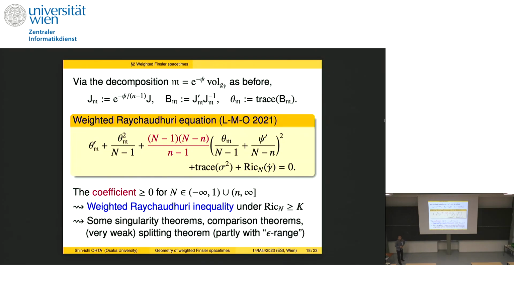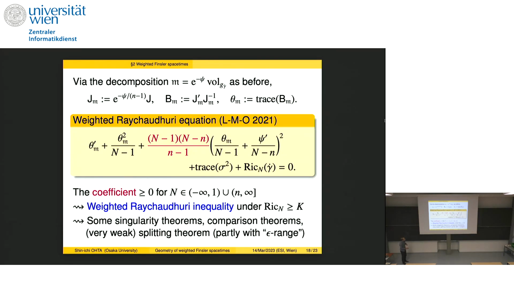And we have some singularity theorems and comparison theorems, and also a kind of splitting, but this is a very weak splitting theorem. In the Finsler case, we don't have an isometric splitting. So we can just say that there's a one parameter family of isometries by translations. This is the most we can expect. We need to put very strong assumptions to show this splitting, so we're not very satisfied, but anyway, we have a very weak but still non-trivial splitting theorem in this context.